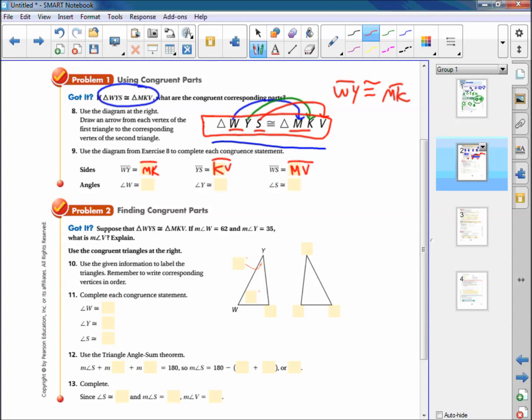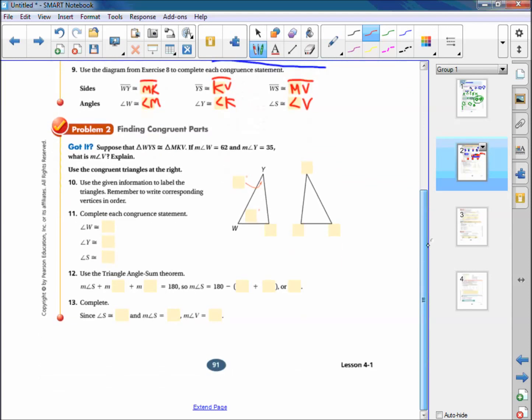All right. And then our angles for our triangle, angle W is going to match with angle M. Y is going to match with angle K. And S is going to match with angle V. So we just need to be careful we keep the vertices together. So the first vertex, the first angle, should match with the first angle in the second triangle. All right. Problem number 2, finding congruent parts.